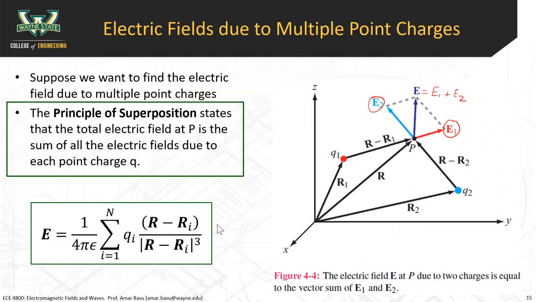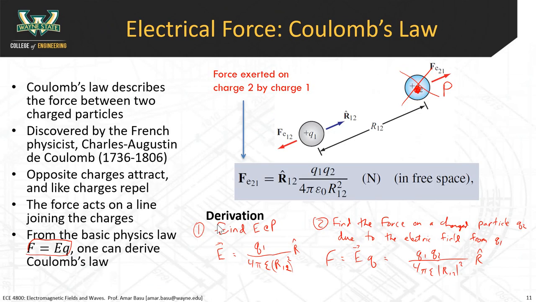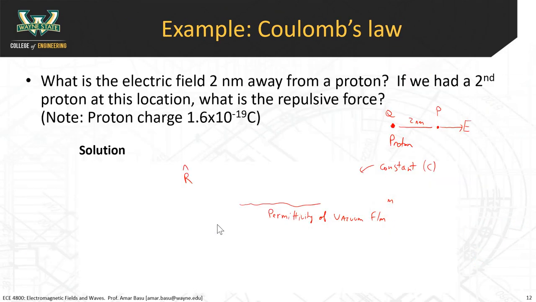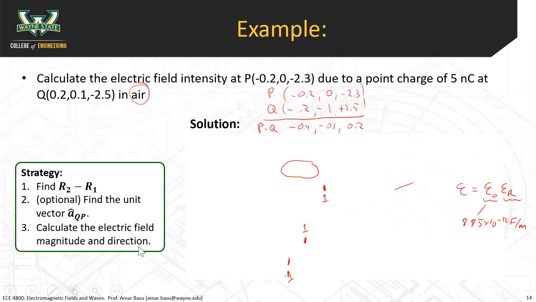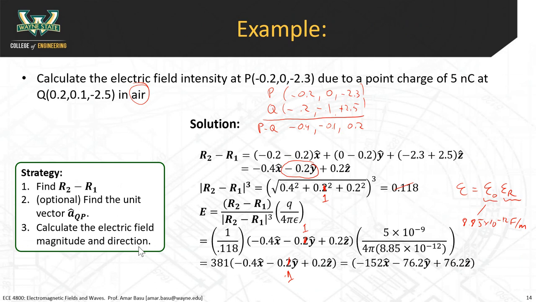Really quickly, from last time in class, we did examples of Coulomb's law. We started with Coulomb's law. We said, what happens if you have two point charges? What is the force between them? Then we talked about a general form of Coulomb's law, where we asked how you find the electric field at a certain distance away from a charge at an arbitrary point in space. We did an example problem where we figured out the electric field intensity at a point P, (0, -0.20, -2.3), due to a point charge of 5 nanocoulombs at a different point in space. So there's an observation point P, and then there's a location where the charge is located.